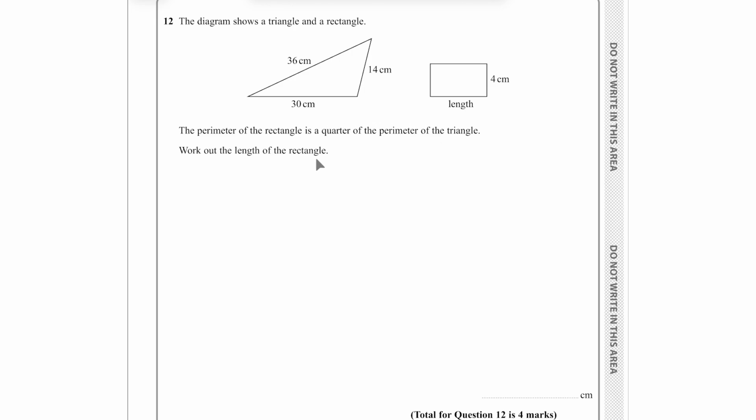Okay. They want the length of the rectangle like we thought. So let's add up the triangle first. And so that would be 36 plus 30 plus 14 equals, and as it's a non-calculator paper, we're going to show our working. We do 36 plus 30 plus 14. 6 and 4 is 10. 0, carry your 1. 3, 6, 7, 8. So we can say that's 80. And then that's the triangle.